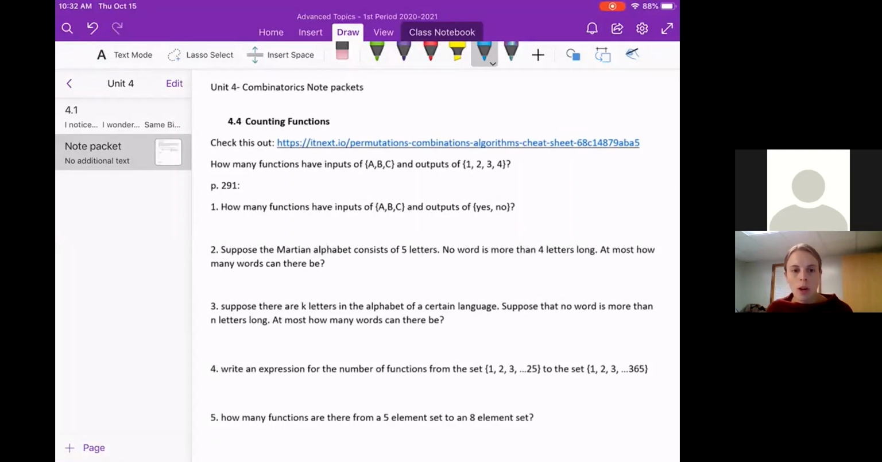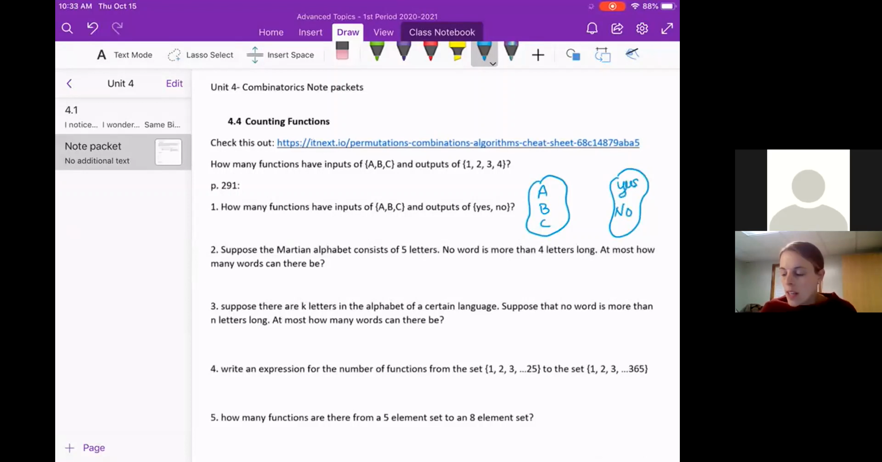But I wanted to go through a couple of the problems from your textbook. I have them written out here, but you can always follow along on page 291 if you would like. So the first question says, how many functions have inputs of A, B, C and outputs of yes, no? I'm going to draw you a picture to go along with this. A, B, C, and here's yes and no.